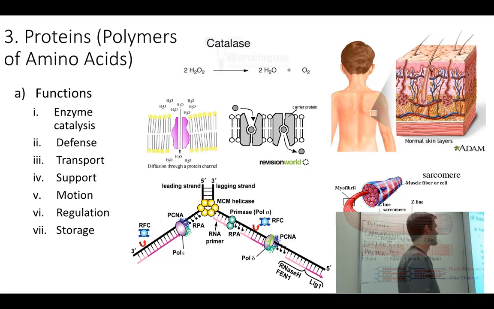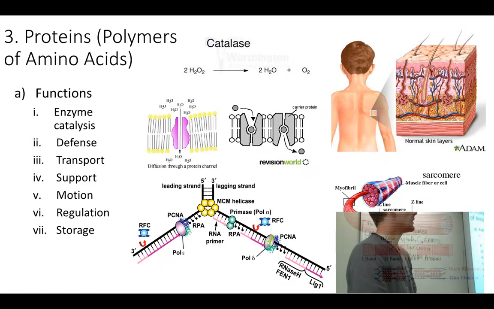They're involved in support, including muscles, which are made out of protein. Motion also requires muscles. They also help regulate other processes, again, through letting things in and out of the cell. And they also store energy; there is energy stored in the bonds of protein.